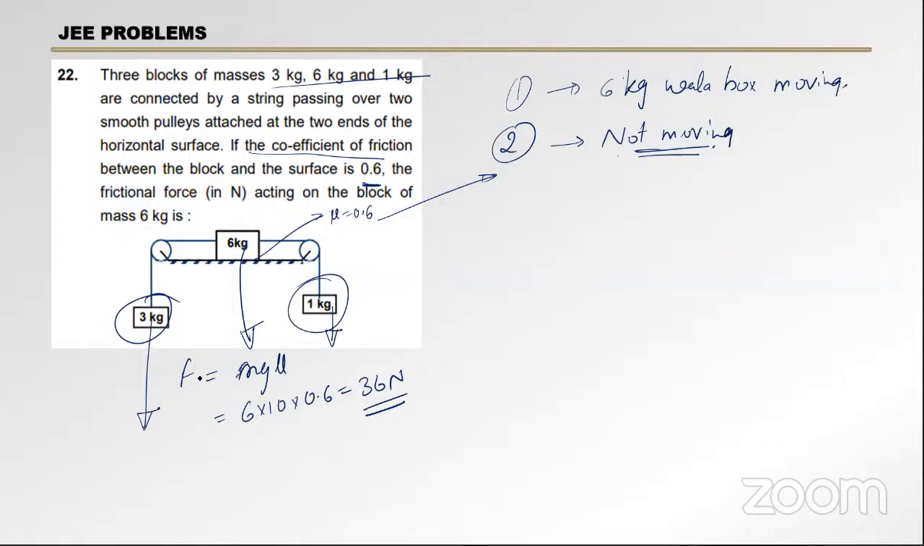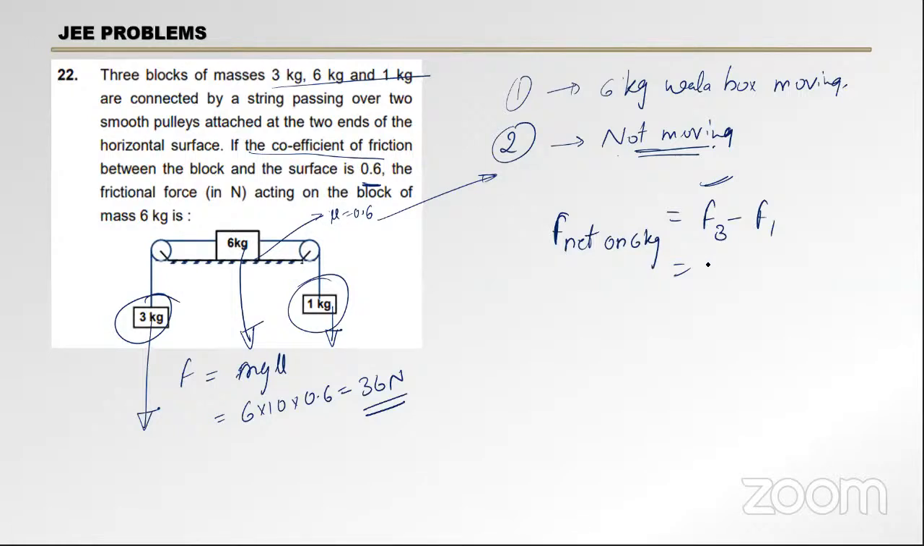Net force will be force net on 6 kg due to 3 and 1 will be force of 3 minus force of 1. Of course, force of 3 will be more, na? That's why I've written like this. Towards 3 kg. Logic tells na it will be towards 3 kg. Okay, but we have to check, is it moving or not? This system is moving or not?